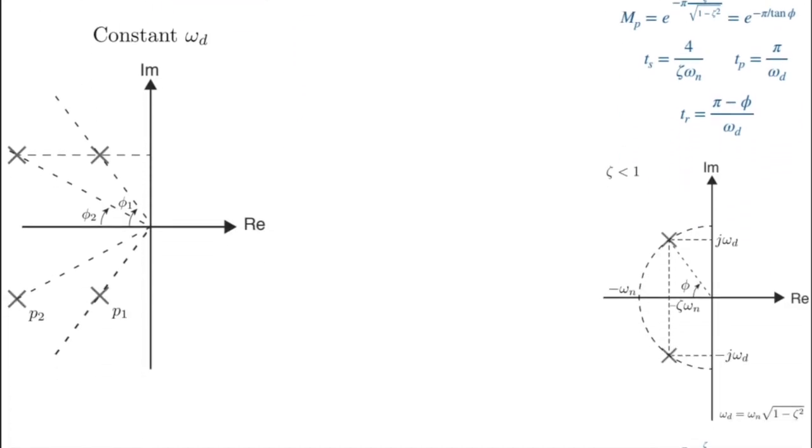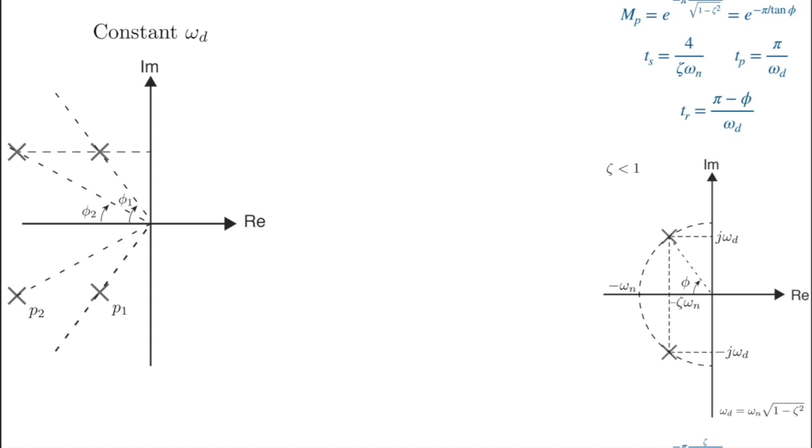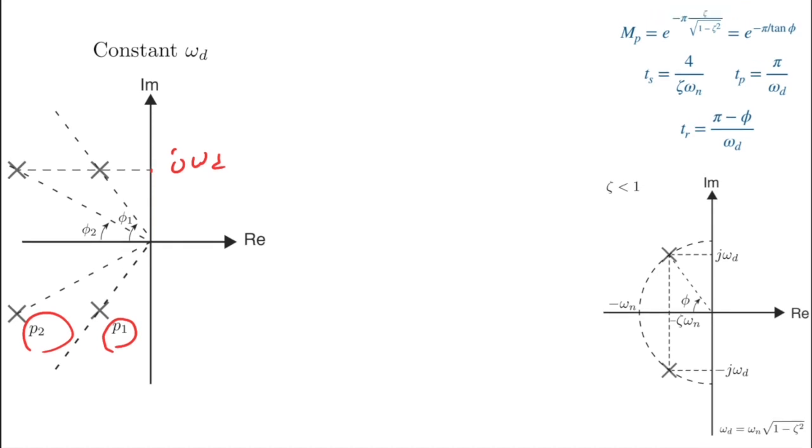Okay, now let's keep the natural frequency constant. Technically, j omega d is the same for both P1 and P2. That's nice. So let's analyze what is changing. The phi is changing, which means that we are changing the damping ratio. The magnitude, or distance to the origin, is also changing. We also simultaneously change the natural frequency. So we are changing both of them.